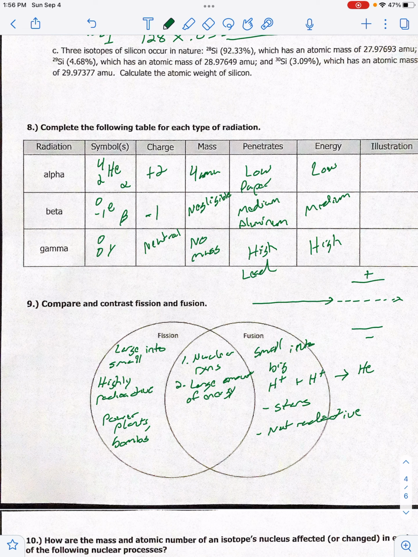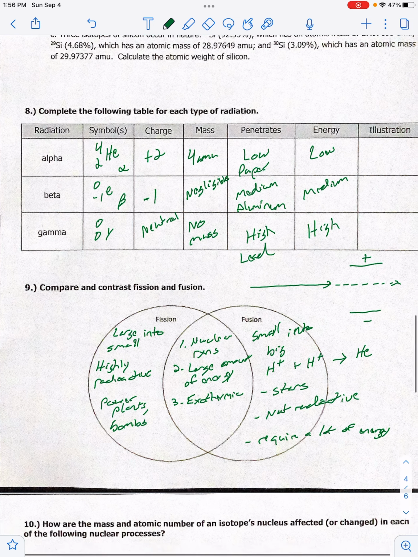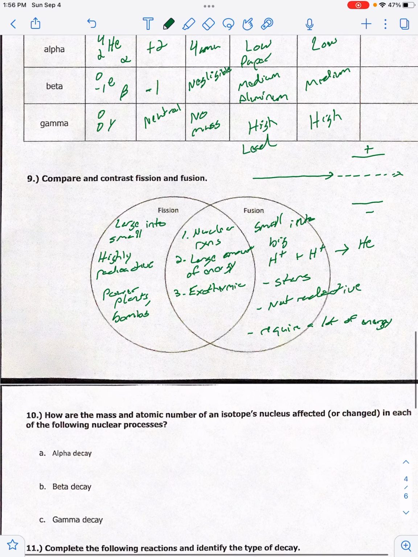Now, I will say this, fusion does require a lot of energy. It takes a lot of heat and energy to force hydrogens that don't like each other into coming together and becoming helium. The sun has that ability. We're kind of starting to scratch the surface a little bit. And they are both highly exothermic, meaning they produce a ton of heat. Like when you step outside, you can feel the effects of that when you get in the sunshine. So that was the difference between fission and fusion.